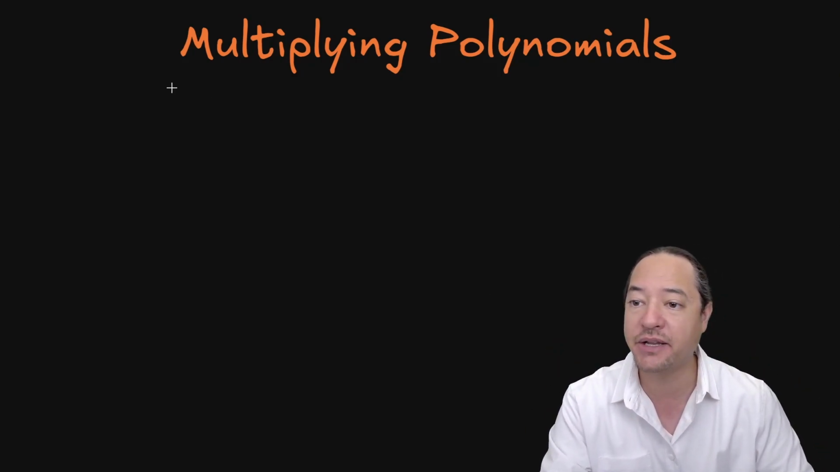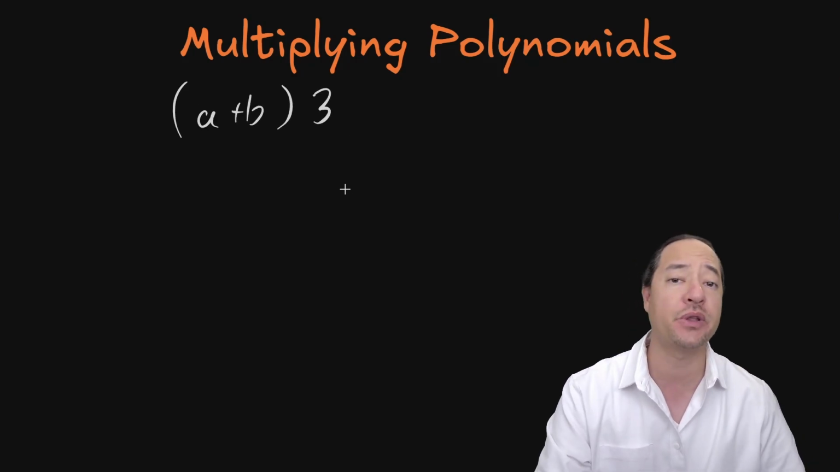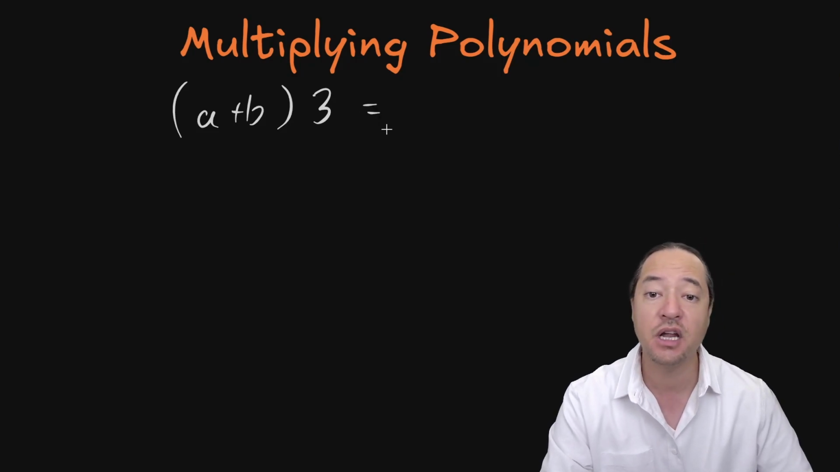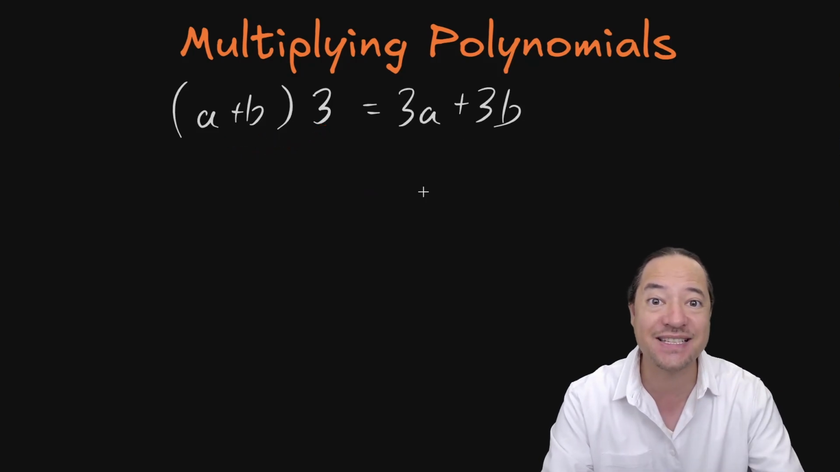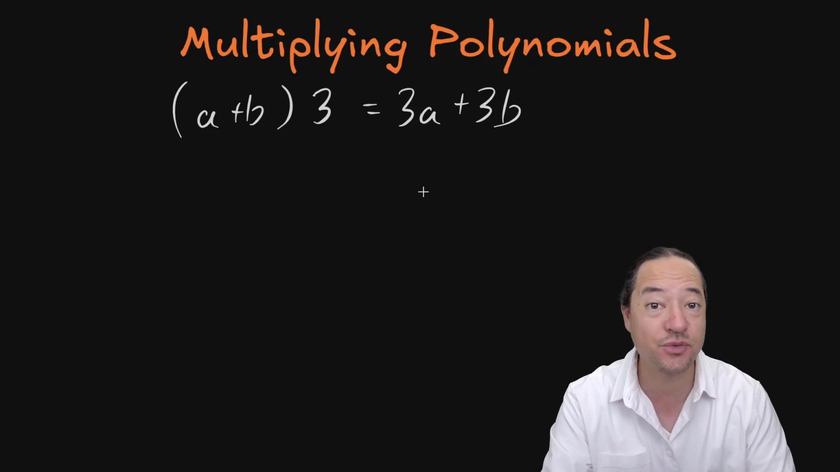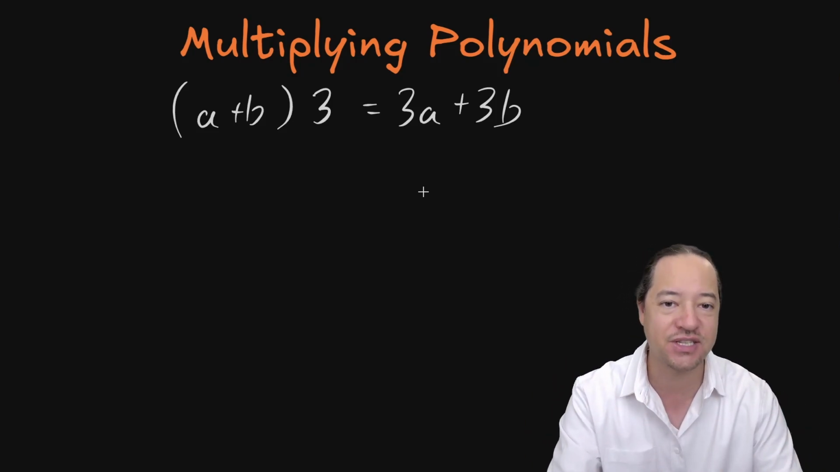So here's a binomial. How about some expression a plus b? And we're going to multiply that with a monomial, let's say the number 3. Okay, so what will we get here? Well, all we have to do really is just distribute this 3 into the parentheses. We will get 3a plus 3b. And that's it. We're done. We know how to do distribution. So multiplying a binomial with a monomial, that's pretty simple.